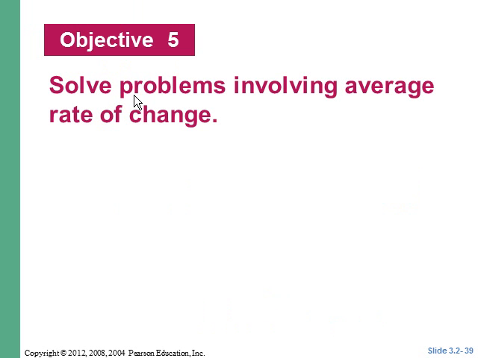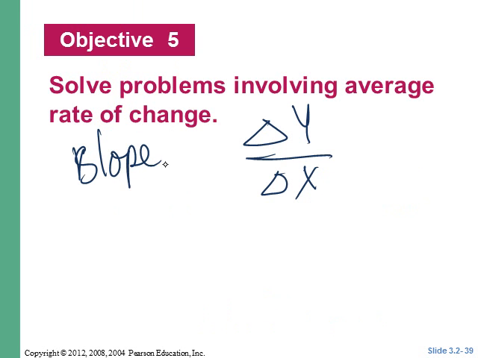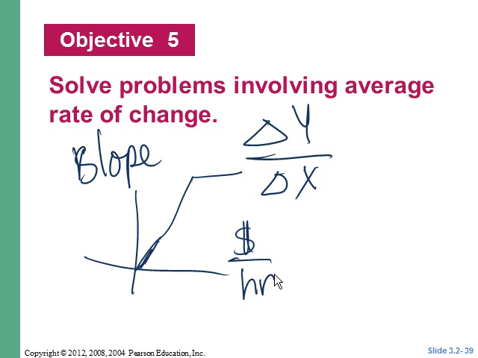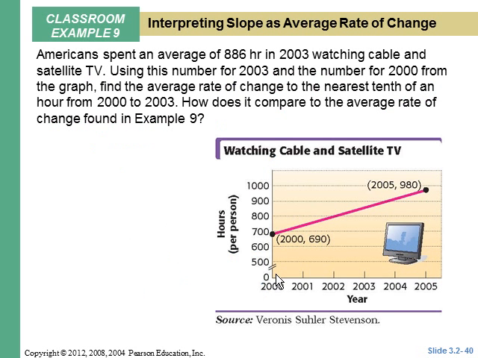Last objective is getting the average rate of change. Average rate of change is the change in y over the change in x, which is the slope of the line. Now you run into that all the time, even though you may not realize it. For example, here's your salary, and then it went up, and then it went down. So the slope is how much you were getting paid in dollars per hour. Let's look at some examples here.